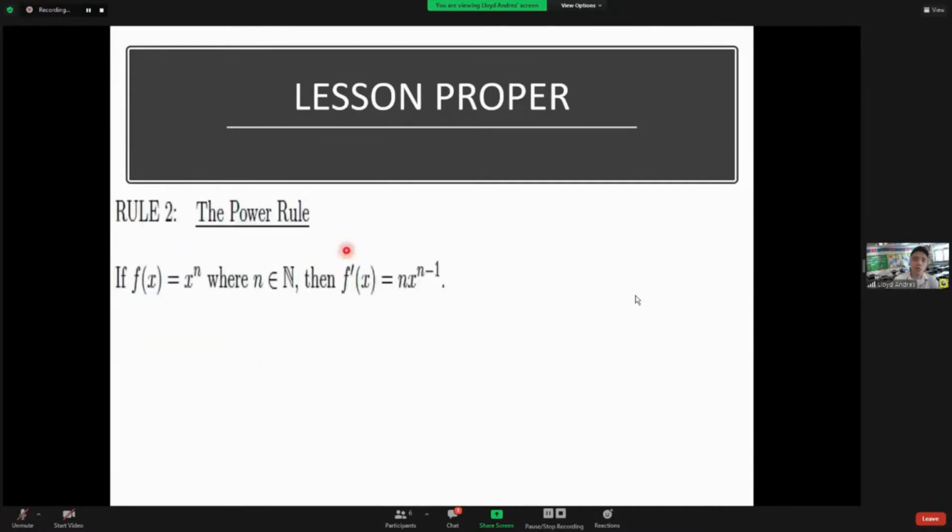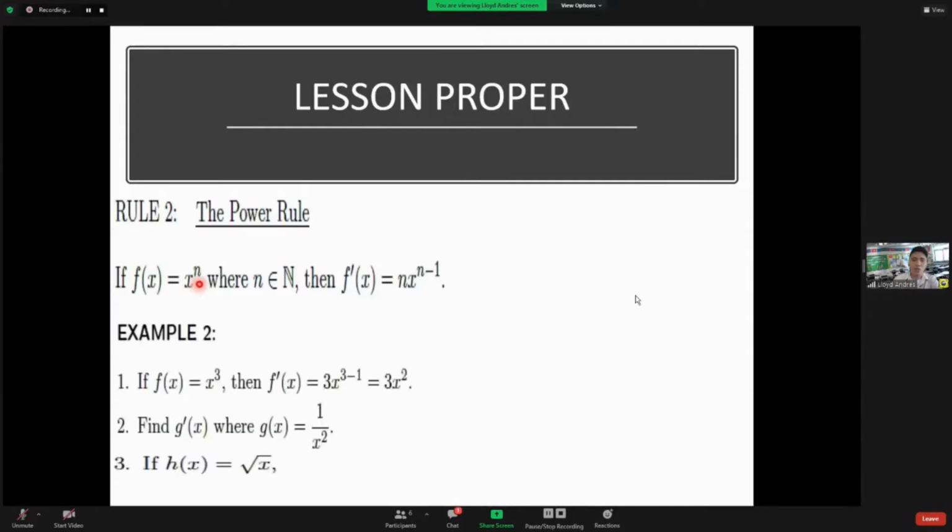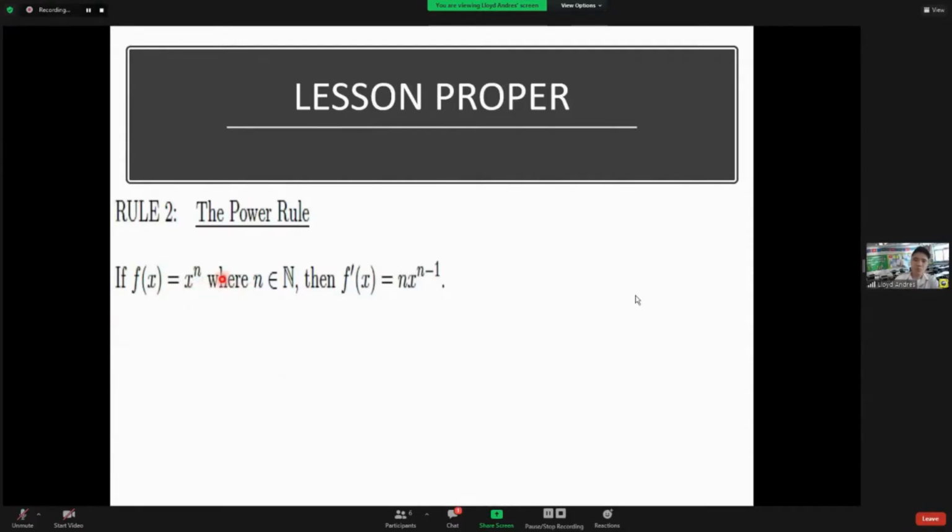The second rule is the power rule. The power rule states that if f of x is equivalent to x raised to n, where n is an element of the natural numbers, then f prime of x is equivalent to n times x raised to n minus 1. So that is the power rule.